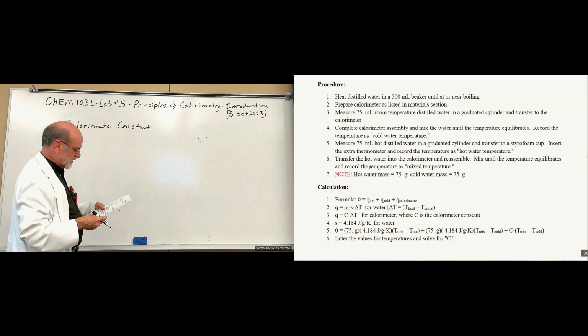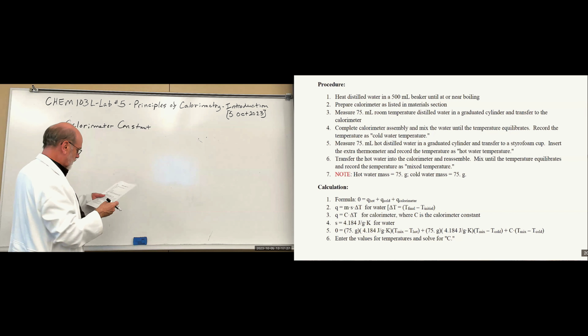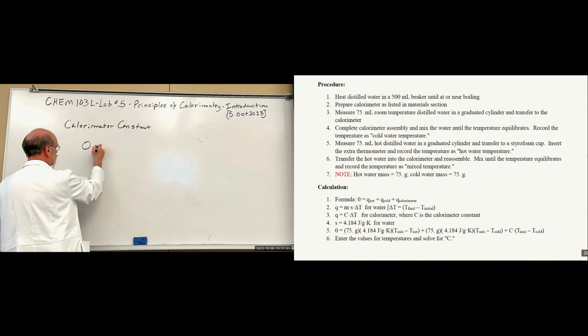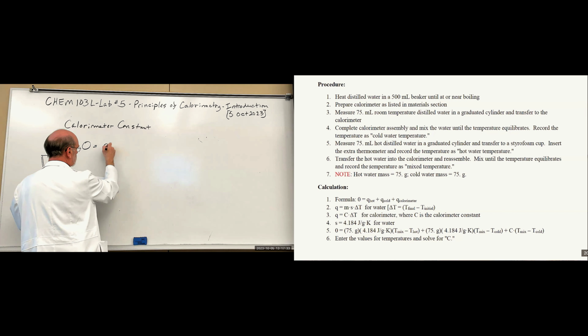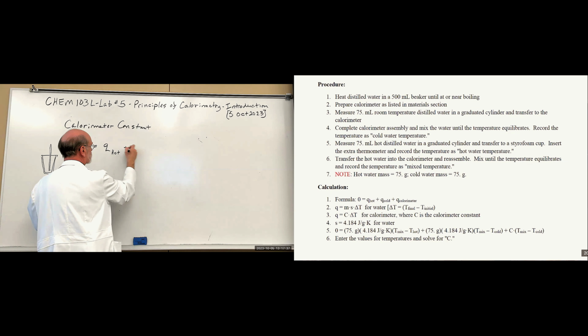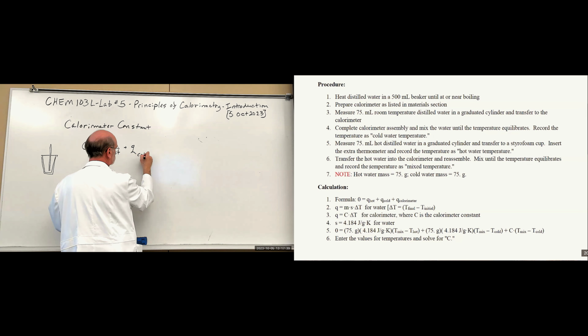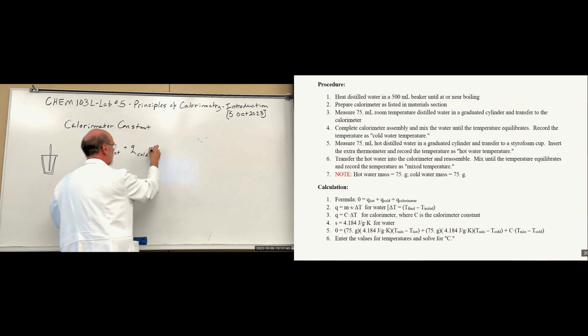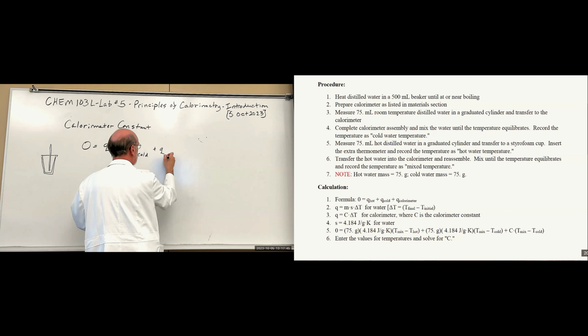In order to determine the calorimeter constant, we're going to be depending upon this equation: 0 equals Q of the hot water plus the Q of the cold water, room temperature water, I say hot and cold, and then the Q of the calorimeter.